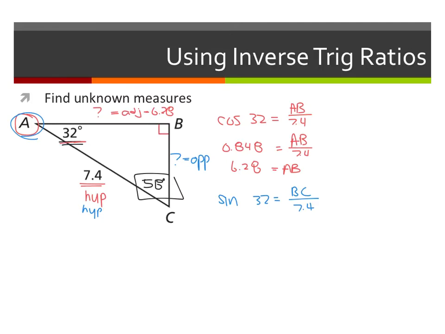Sine of 32 happens to be 0.53. And if you multiply 7.4 on both sides, BC ends up equaling 3.92. And that's how you solve for right triangles.